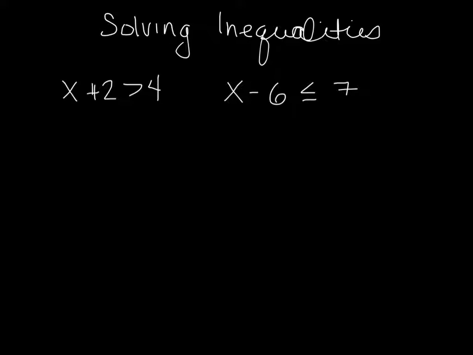So let's start with solving. We look at x. It says x plus the 2. I'm going to subtract both sides by 2. Now that seems pretty easy. So we get x is greater than 2. 4 minus 2 is 2. And so now we're looking at what numbers are greater than 2.